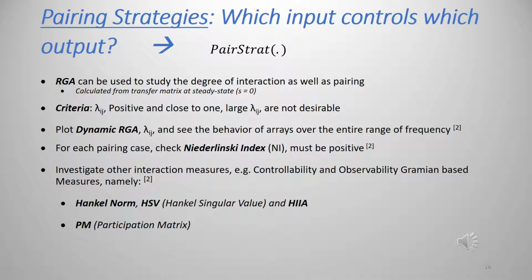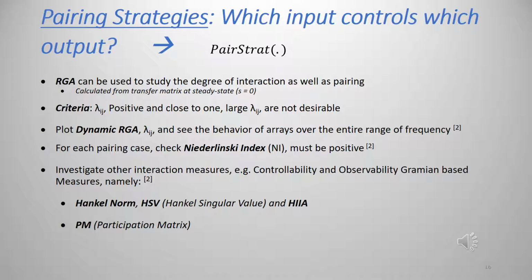Now we come to the question of which input should be used to control which output, which is called the pairing strategy. There are some measures in the literature that can be used for pairing strategies. The most famous one is called relative gain array. It's calculated from the steady state matrix of the system in the frequency domain. The matrix in the frequency domain is used with s equal to 0.